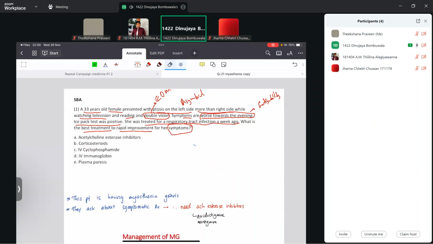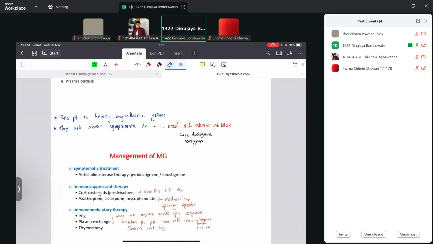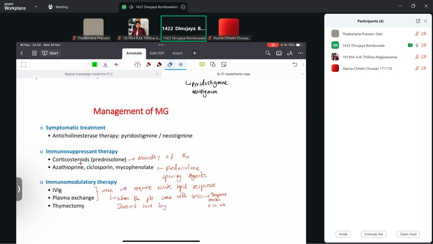For symptomatic treatment, we have to give anticholinesterase therapy, which is with pyridostigmine or neostigmine. We can use neostigmine or pyridostigmine for symptomatic treatment. For immunosuppressant therapy, which is the long-term treatment, we can use corticosteroids like prednisolone and other immunosuppressants as well. And immunomodulators like IVIG, plasmapheresis, and thymectomy also can be done as well.